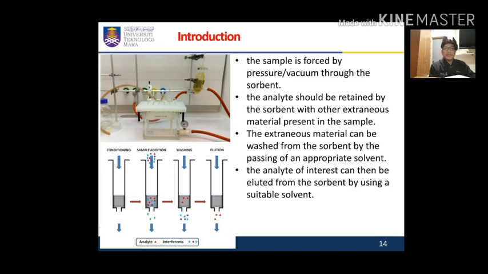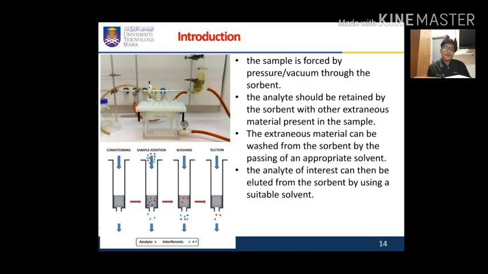At first, the procedure of SPE: the solvent is wetted and preconditioned. Then the sample containing solvent is forced by pressure or vacuum through the SPE solvent. The analyte of interest should be retained by the solvent in preference to other material present in the sample. The extraneous material can be washed from the solvent by passing an appropriate solvent through the SPE solvent, and subsequently the analyte of interest can be eluted from the solvent by using another suitable solvent.